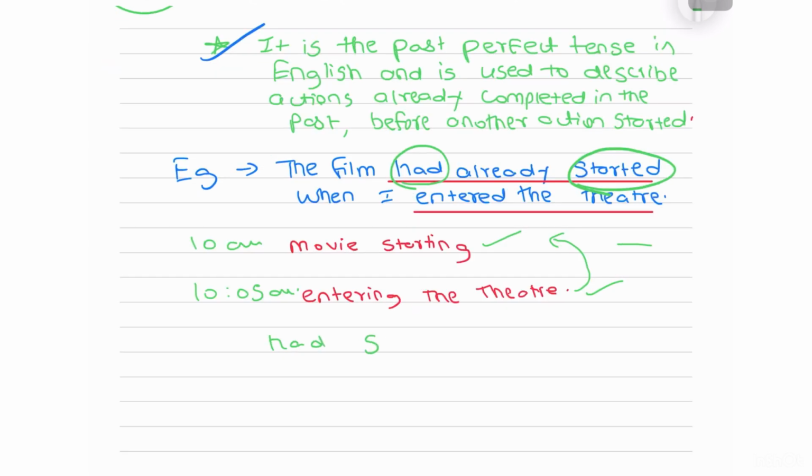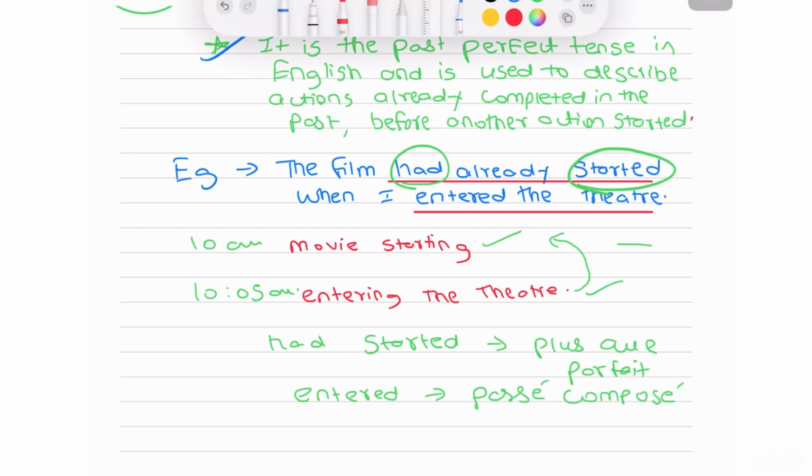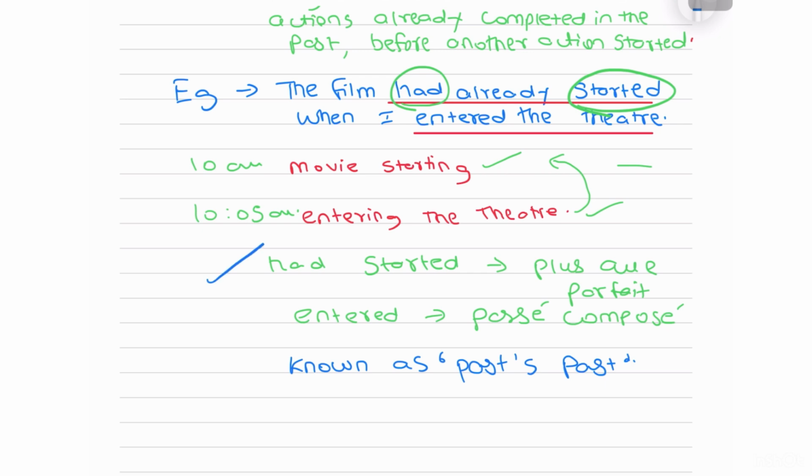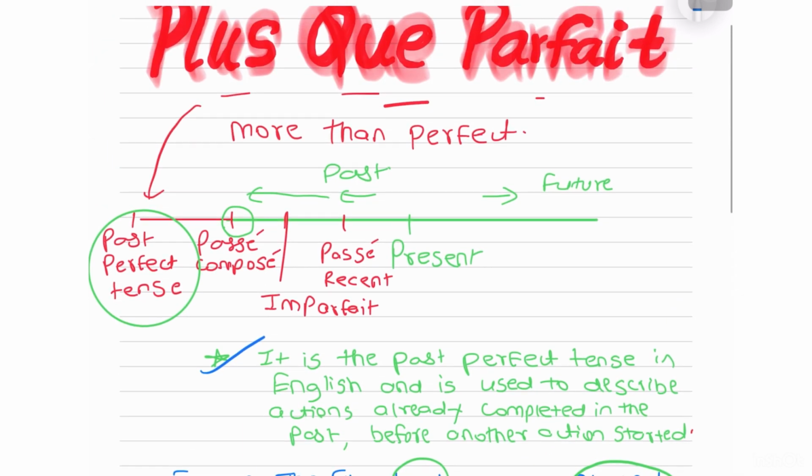Okay, and had started is nothing but your plus que parfait, and entered is nothing but your passé composé, which is why we also call plus que parfait as past past. We use this tense to show that one action ended in the past, then another action started in the past. And in this case, plus que parfait will always be your first action in the sentence, and passé composé will be your second action in the past. So now if you look at the timeline, you will see plus que parfait talks about your events in the farther past. Okay, even before passé composé actions happened.